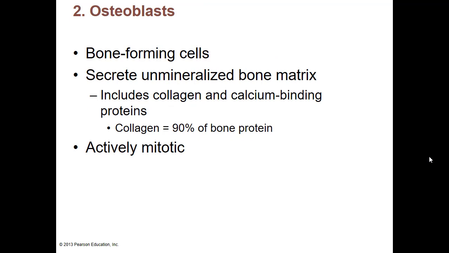Now, our osteoblasts, their job is to build bone. They are the bone-forming cells. These are the ones that are laying down the tissue. They're laying down the matrix. That includes laying down collagen. That includes laying down calcium-binding proteins. These are the ones that are building new bone tissue. They're also actively mitotic, meaning osteoblasts can divide and become more osteoblast cells.